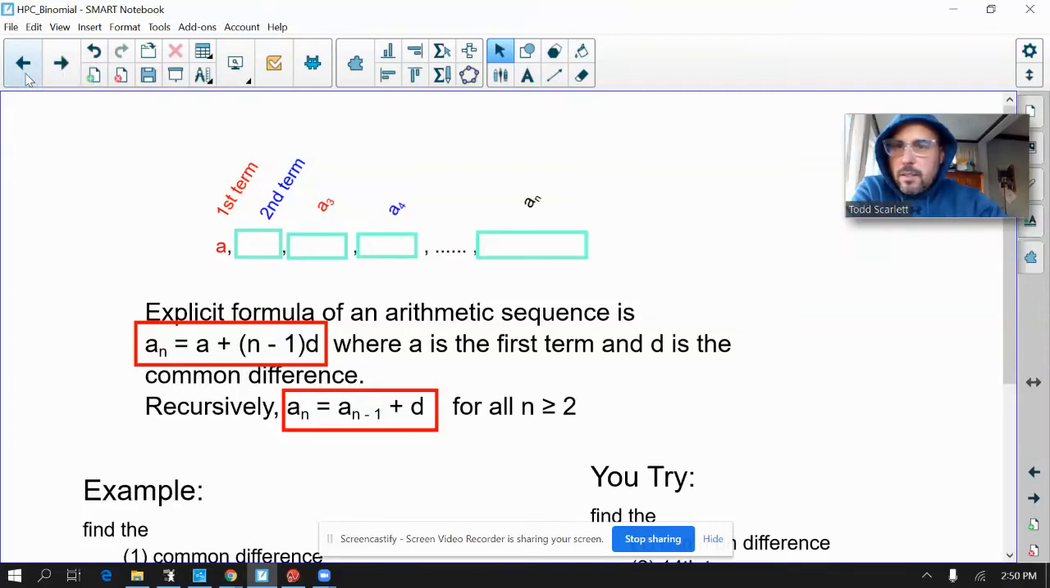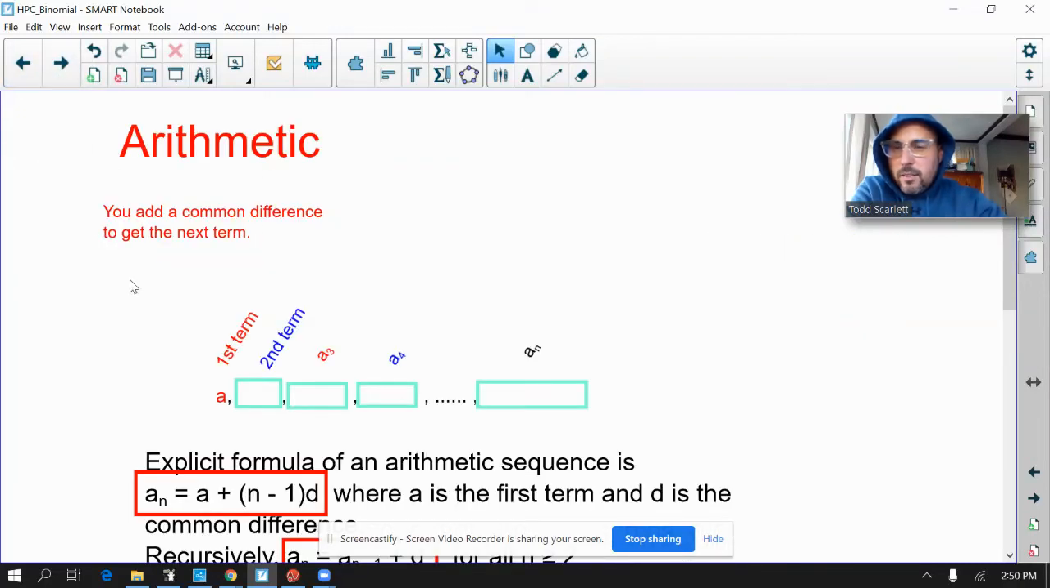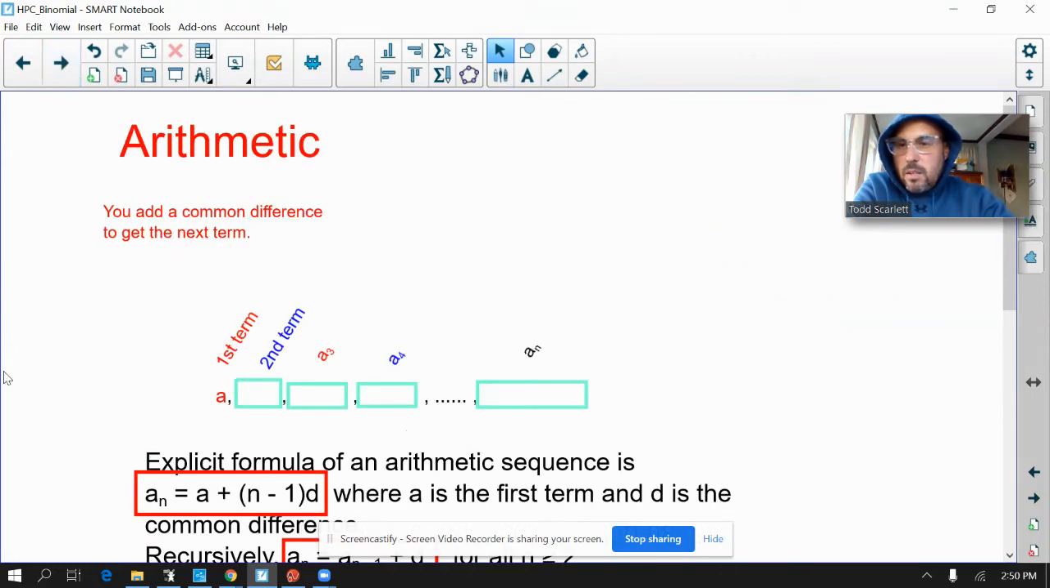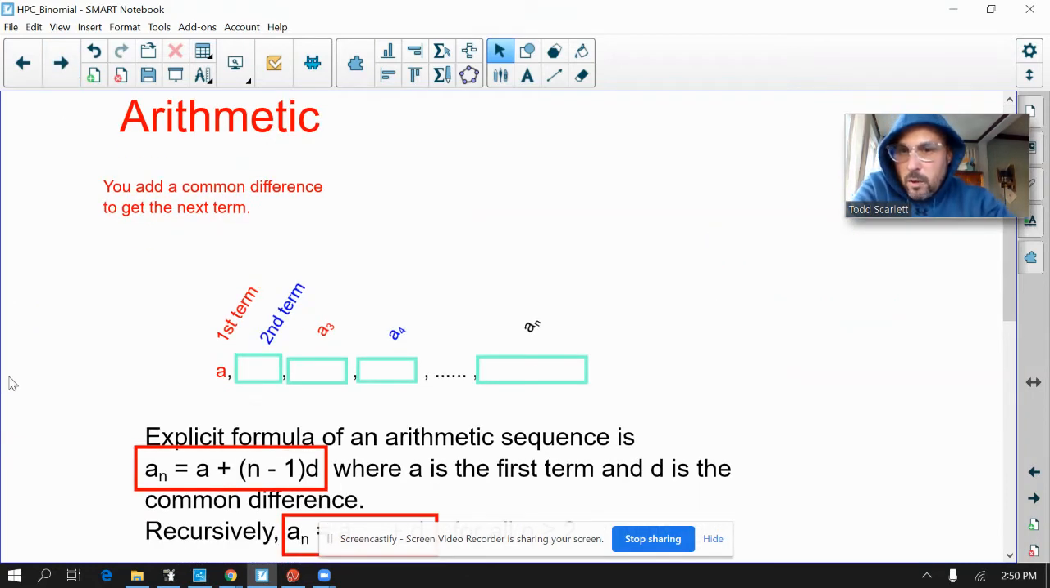Okay, hello. So this is our last lecture on the sequence part of our final topic. And we spent last lecture talking about the difference between arithmetic and geometric. So now we're going to talk a little bit more in detail with those two.